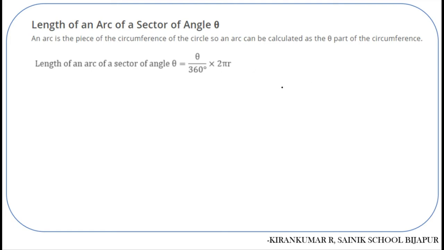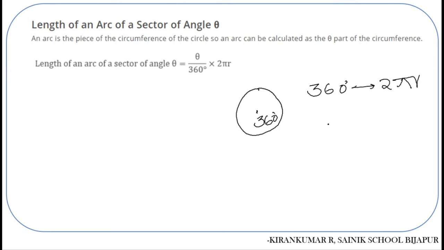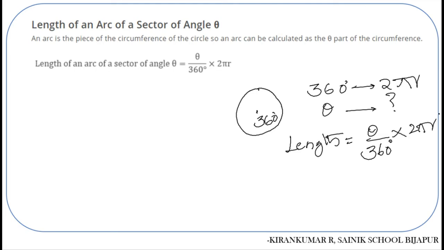As I mentioned, if there is an angle formed of 360 degrees, we get a circle. So for 360 degrees, what is the circumference? 2 pi r is the circumference. If there is an angle theta, what will be the circumference or the length of the arc? The length will be theta upon 360 degrees into 2 pi r.